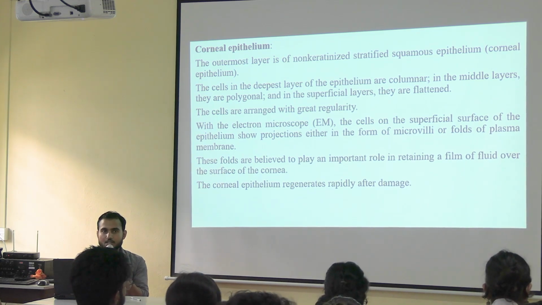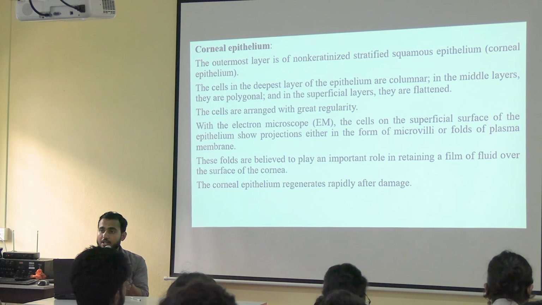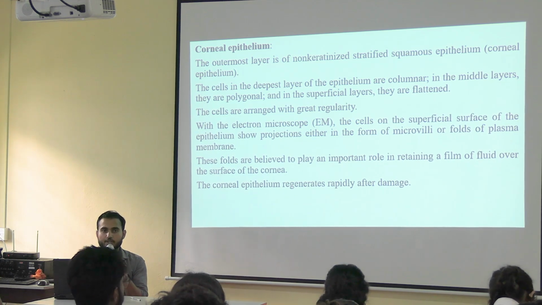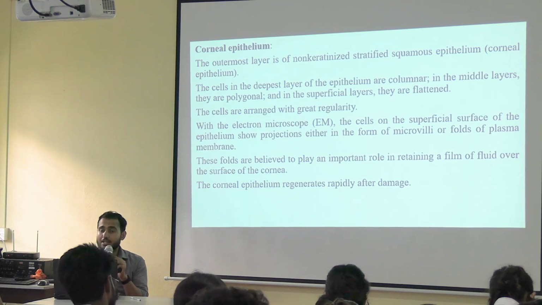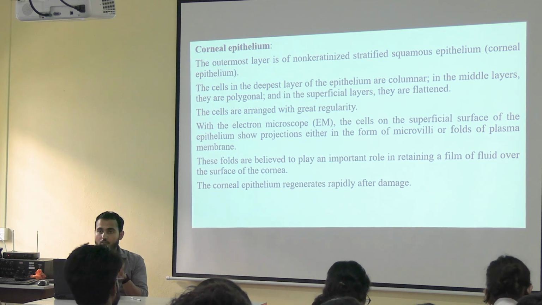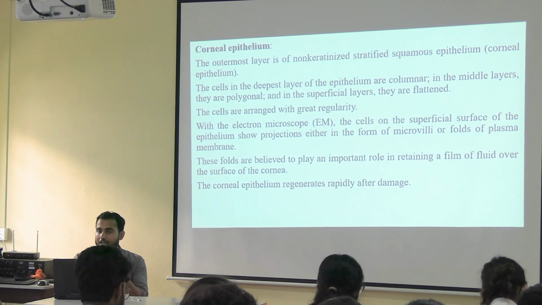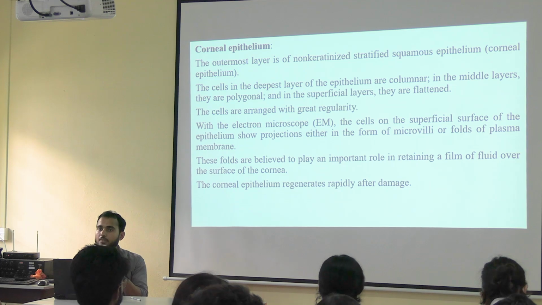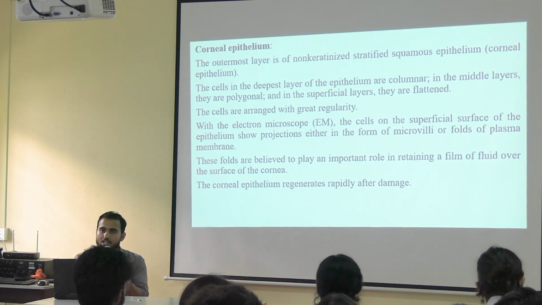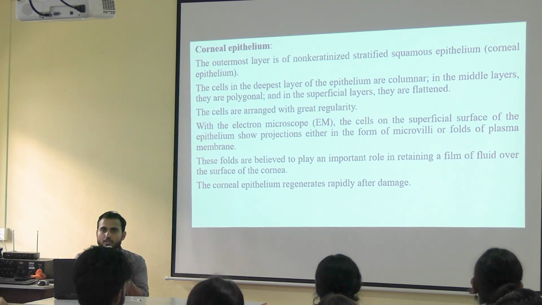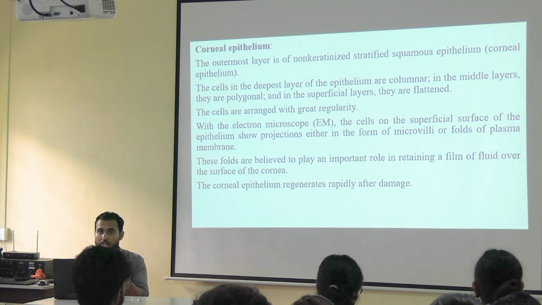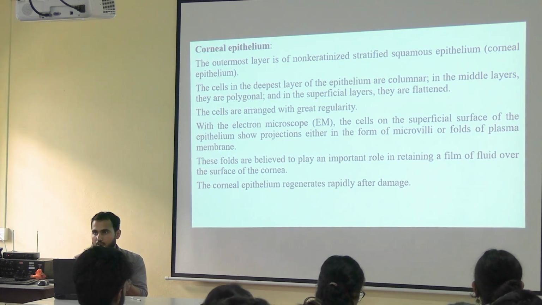Now the question is why these microvilli are present. The main function is they retain the thin layer of fluid over the cornea and don't allow the cornea to dry easily, or else the cornea will get dried up easily. In the beginning I have told you, cornea doesn't have any blood supply. So the cornea can get dried easily. If the cornea gets dried easily, since it has rich nerve supply, you will get irritation in your eyeball.